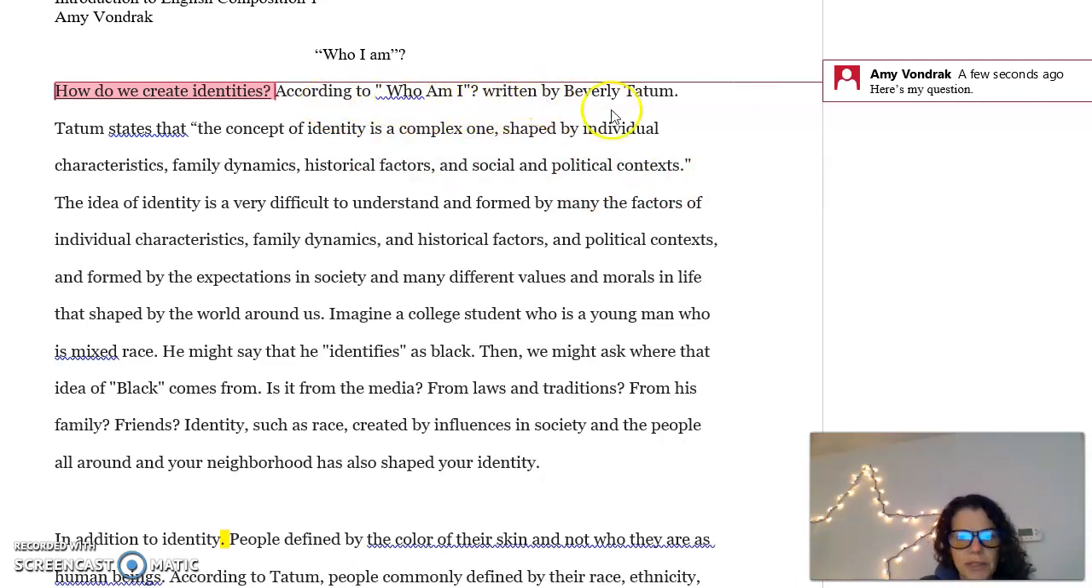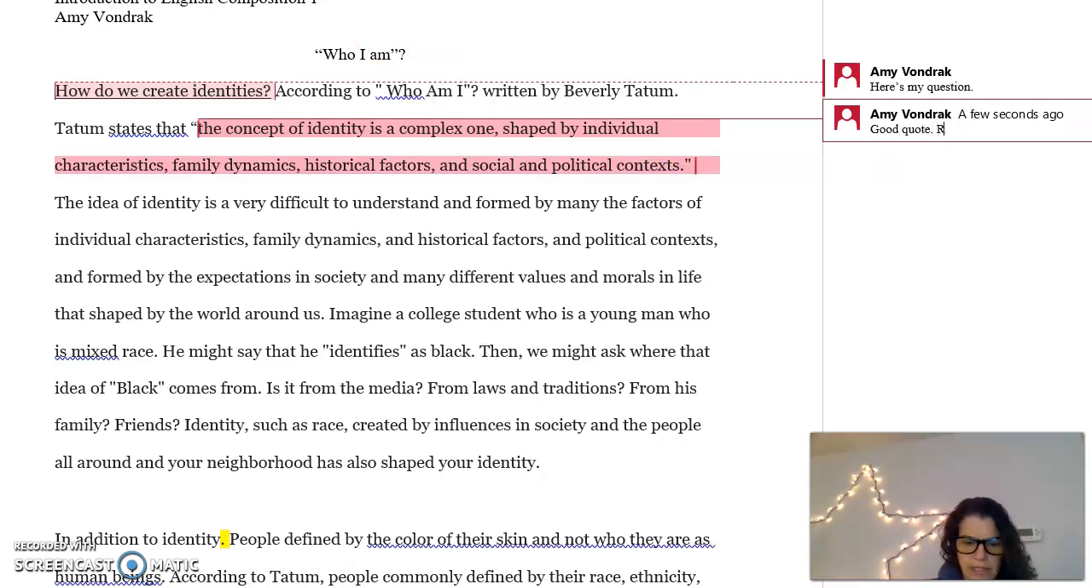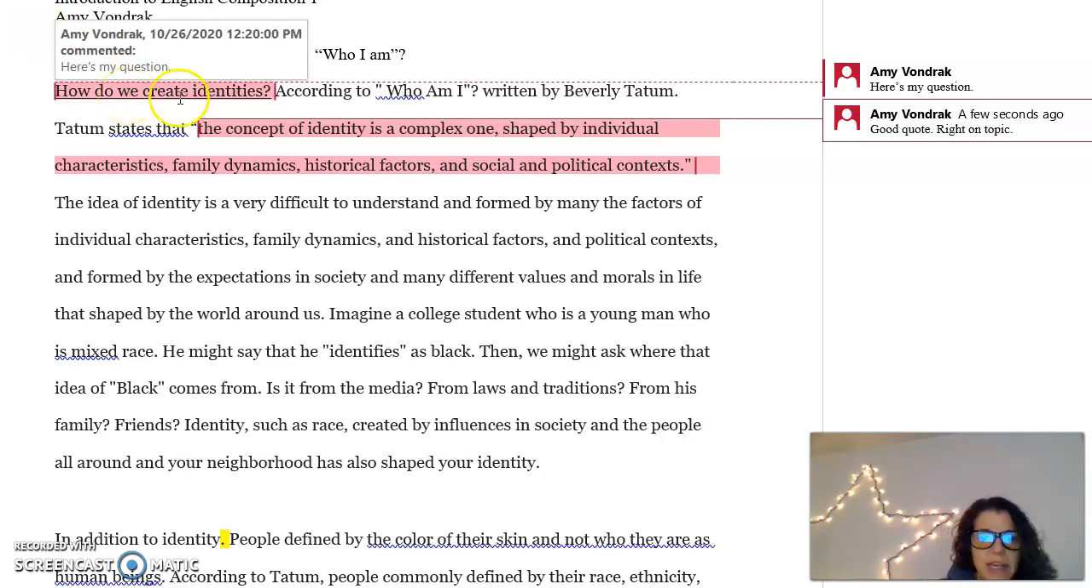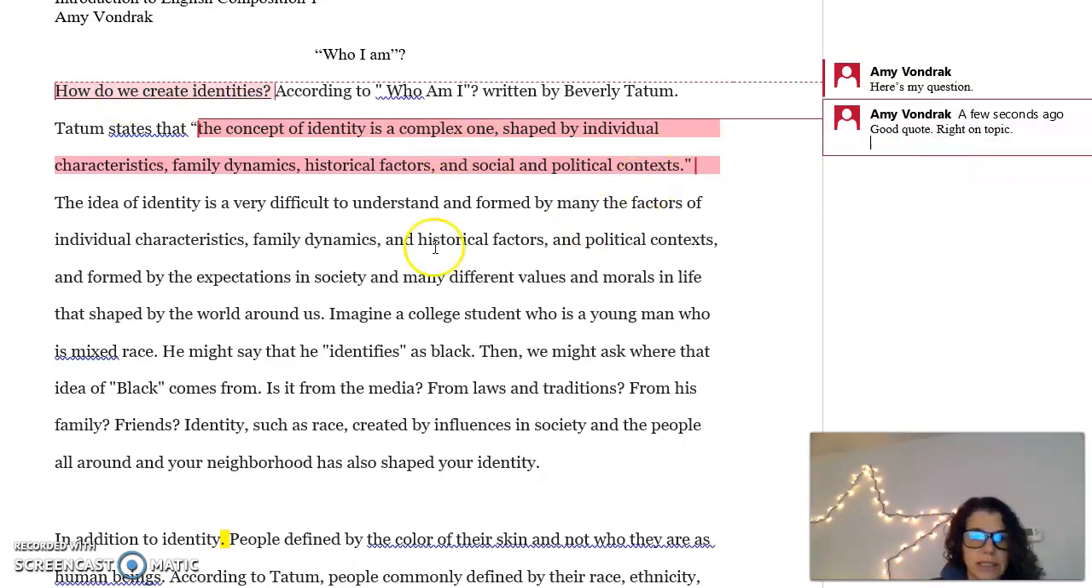According to Who Am I, written by Beverly Tatum, Tatum states that the concept of identity is a complex one, shaped by individual characteristics, family dynamics, historical factors, and social and political contexts. That's a good quote, right? Now I'm going to be a teacher for a minute. And popping over into teacher voice, I'm saying this is a good quote because it's right on topic. This quote is saying, she's asking, how do we create identities? And that's the quote that answers what identities are. So that's a good quote. Yeah, I like seeing that.